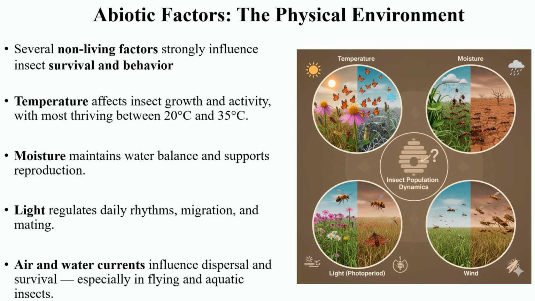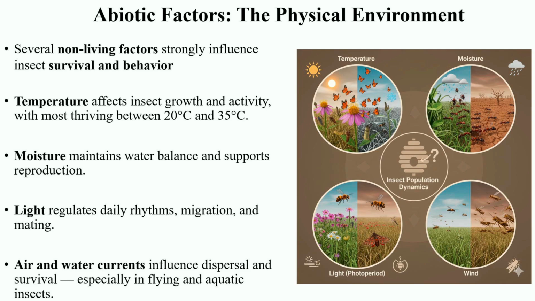There are different factors that influence insect populations. There are two important factors that we are going to see in our course: abiotic factors and biotic factors. Several non-living factors strongly influence insect survival and behavior. For example, temperature affects insect growth and activity, with most thriving between 20 degrees centigrade and 35 degrees centigrade.